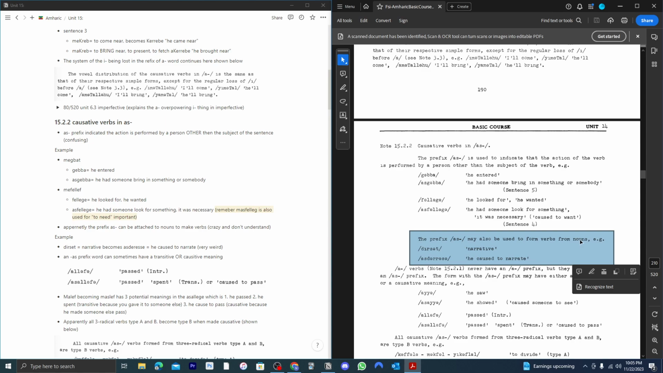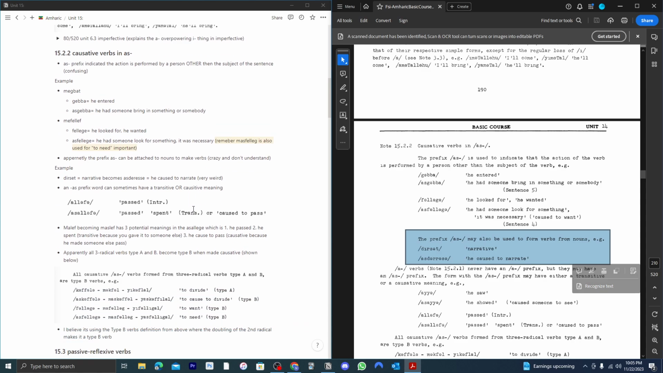Then it also says that you can use AS like a prefix to nouns, and then you get verbs out of it, like derset is narrative. Asterese is he caused to narrate. I don't get that, to be honest, but I guess it's just something to keep in mind.